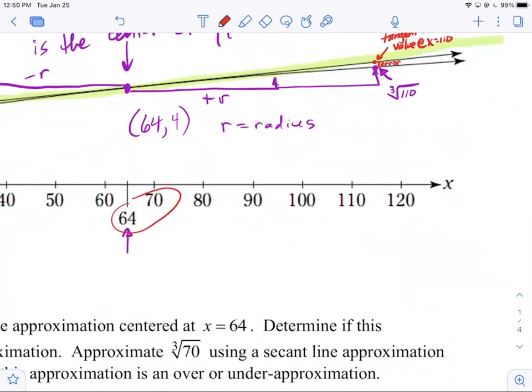Now, if I wanted to approximate the cube root of 126, I could certainly still keep my center of approximation at 64. But in the interest of being accurate, what could I or should I do in that case? Use 125 as your center of approximation now, because that is the next perfect cube, right? 5 cubed is 125. So you'd have to write another equation of a tangent line, but you're going to be more accurate again. So this idea works kind of indefinitely. That's the idea of tangent line approximation.